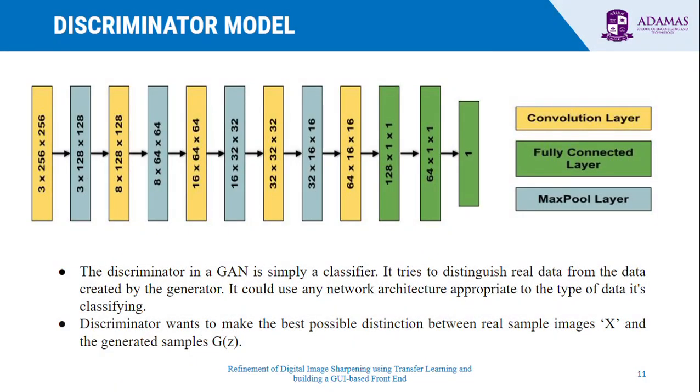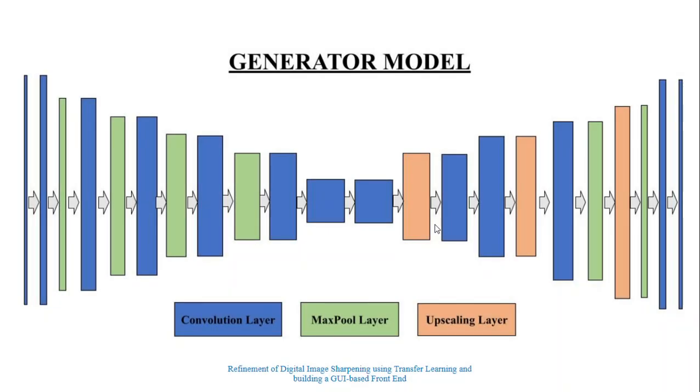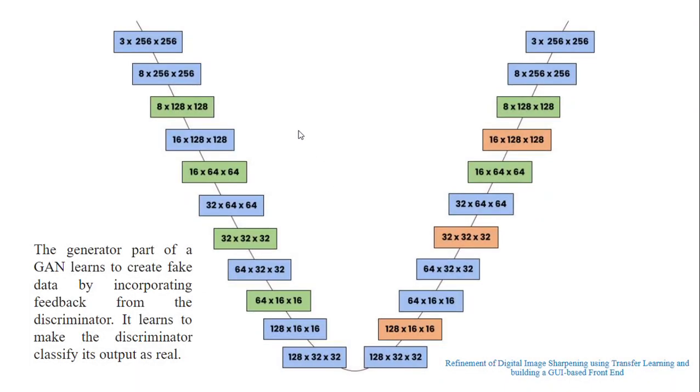This is the discriminator model in our GAN. We have 3 layers, that is convolution, fully connected and max pool layer. These are the different dimensions of each layer. This is the generator model. Here also we have convolution, max pool and upscaling layer. This image shows the dimension of each of these layers in our generator model.